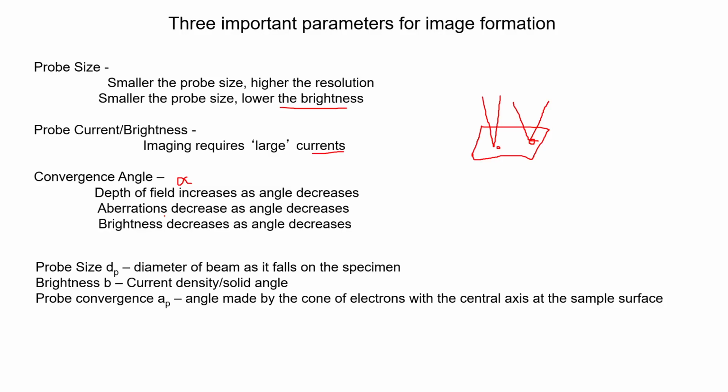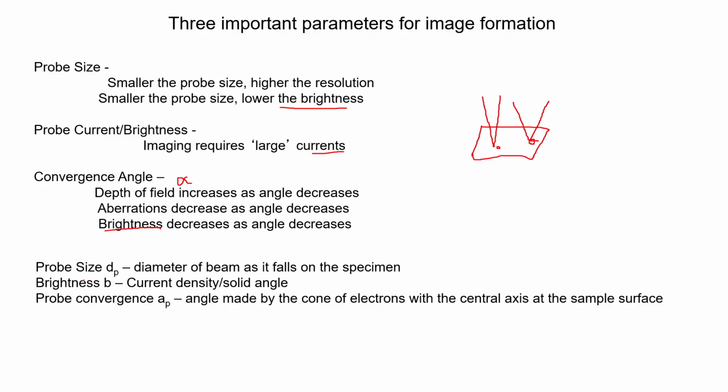The brightness will also be decreased. So I told you that brightness will decrease, that means the current will decrease. That will decrease, that means the resolution will be poorer. So if you need to have a higher depth of field, then you need to compromise the resolution of the image. So depending upon the information you require, you can vary your convergence angle and everything.